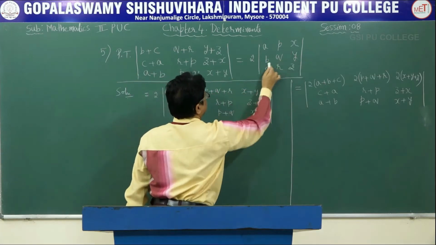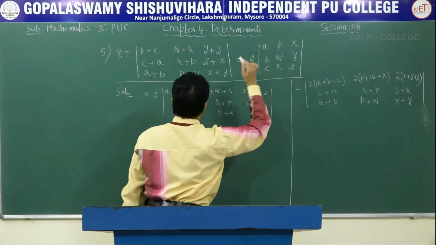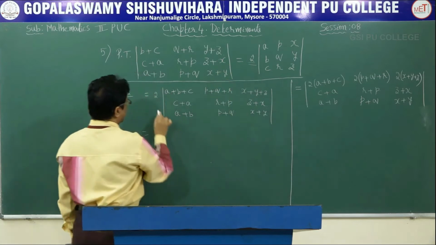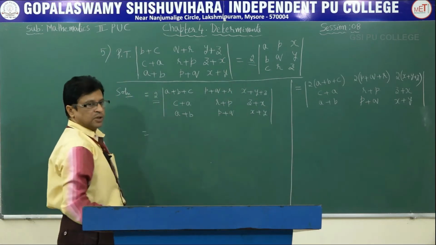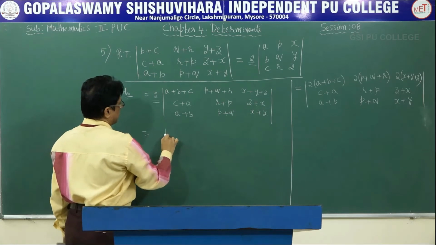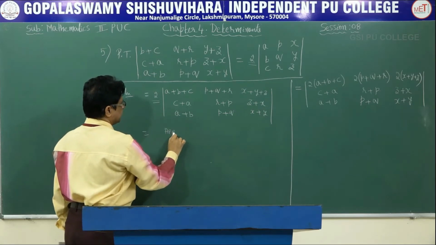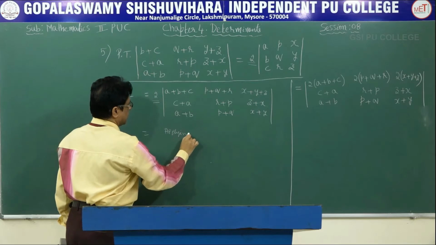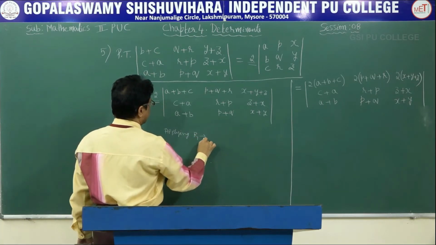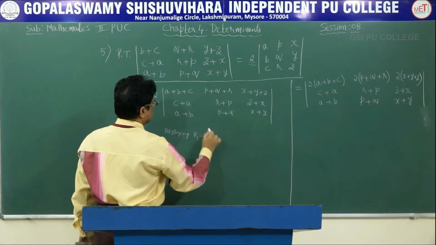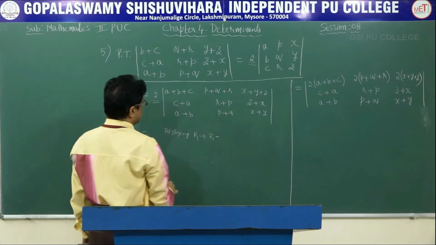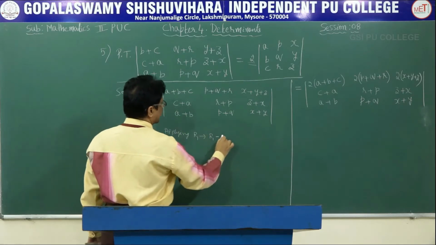Finally, our aim is to show that the given determinant will be equal to 2 times the determinant of a, p, x, b, q, y, c, r, z. So here 2 should be there, here already 2 is there. So here applying R1 as R1 minus R3.